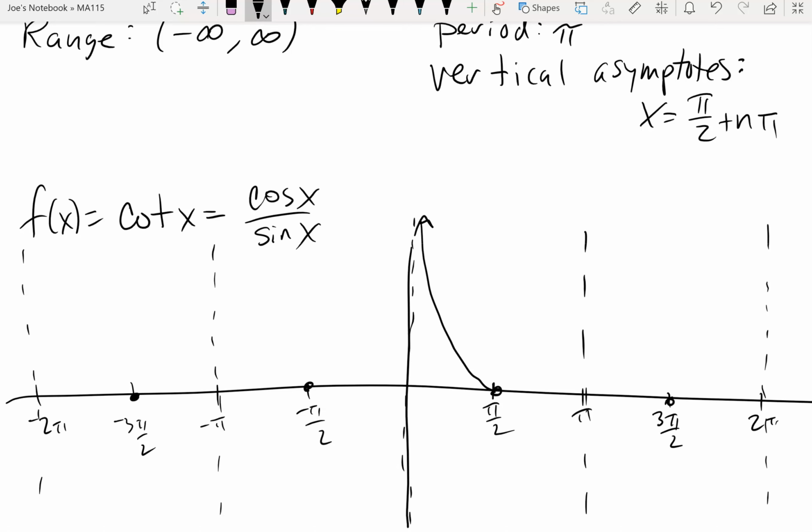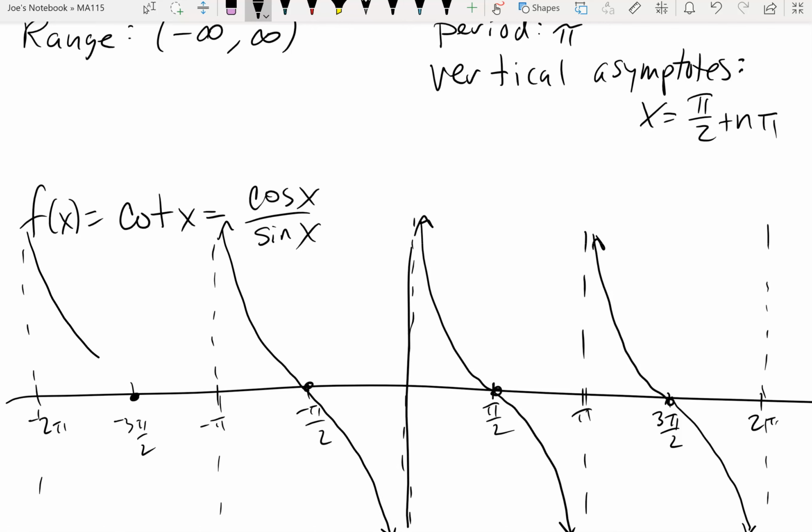How about from pi over 2 to pi? What quadrant would the angles be in? Quadrant 2, right? Positive or negative in quadrant 2? Negative. So we're going to go down towards that asymptote. So it looks like the tangent function flipped upside down, doesn't it? Pi to 3 pi over 2? It's going to be positive again, right? Because tangent's positive and cotangent is the reciprocal. So it's like this. Do you agree? Okay. And then quadrant 4 will be negative, and then we just get those same pieces over and over again.